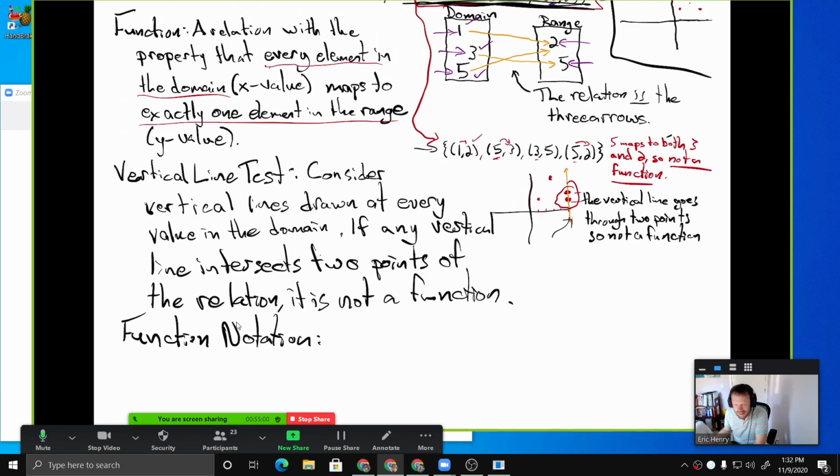So what's the whole point of having functions? Why have functions and not just y equals 3x plus 5? Why use this whole idea of functions? Well, when you have multiple different equations, it allows you to name those different equations and operate on them individually. So the notation is f of x is the value in the range corresponding to x in the domain.